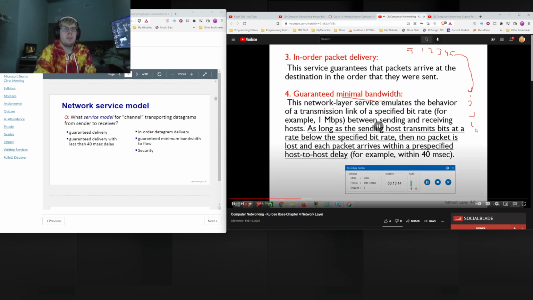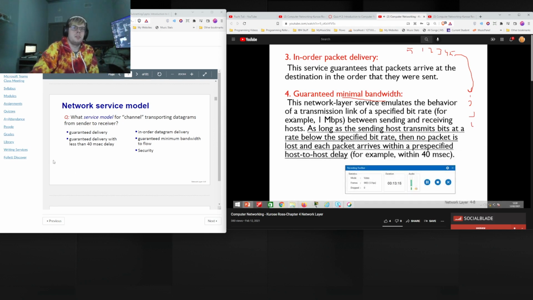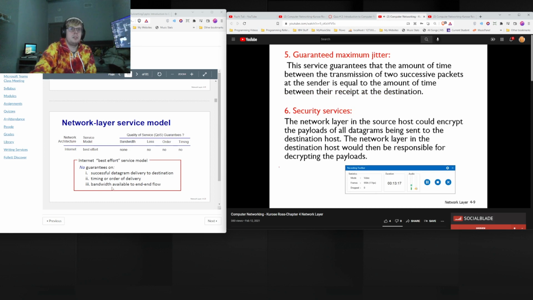So it guarantees. I hope he doesn't ask for all 5 of these. I need to remember guaranteed delivery and order. I could remember like 3 of these, probably. Security, guaranteed minimum bandwidth, and in order datagram delivery. But that's not guaranteed. Guarantees the minimal bandwidth. We'll soon find out down here.